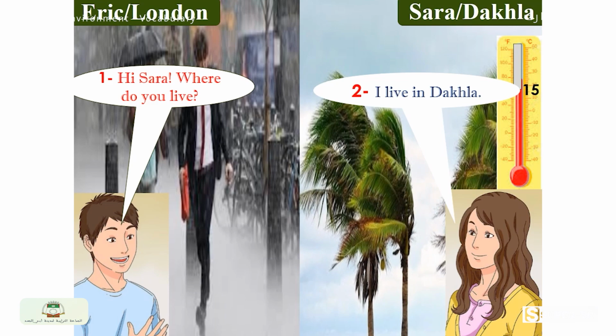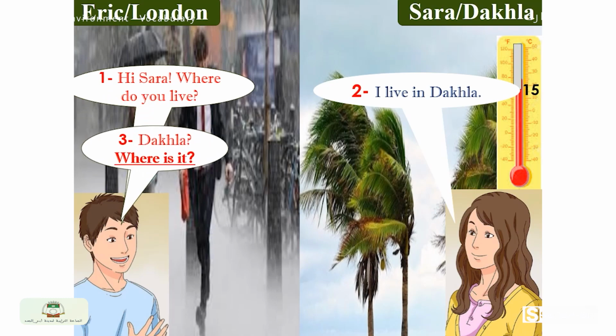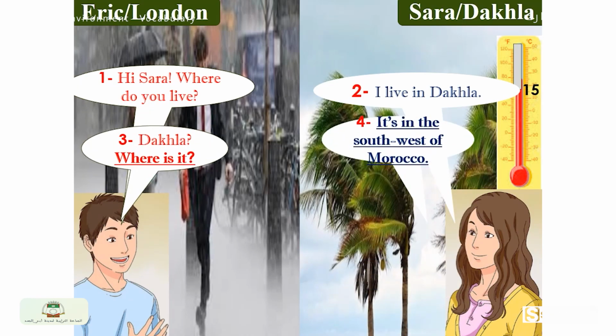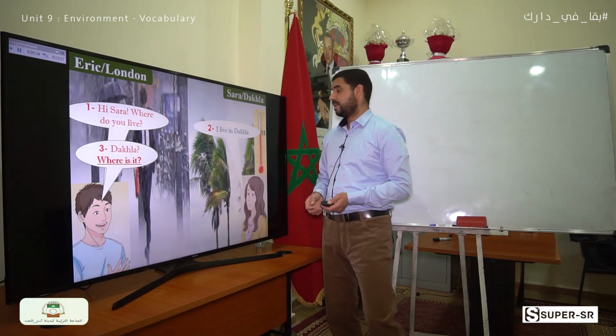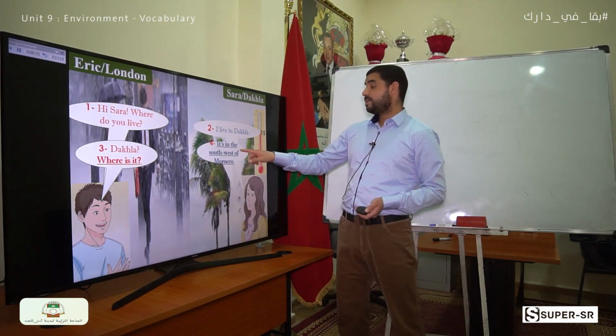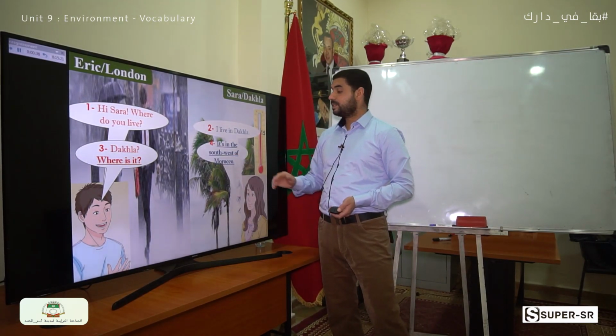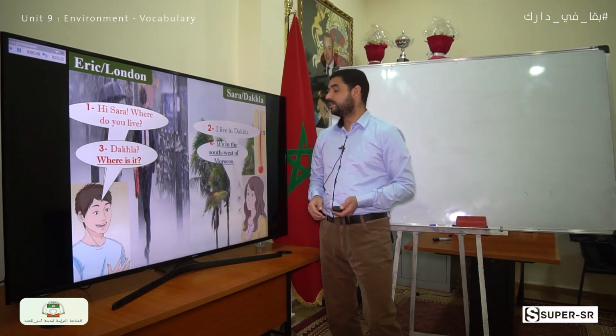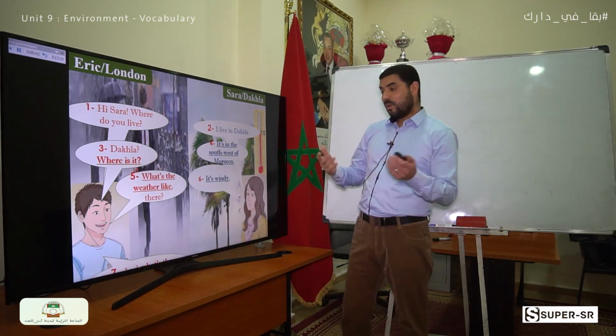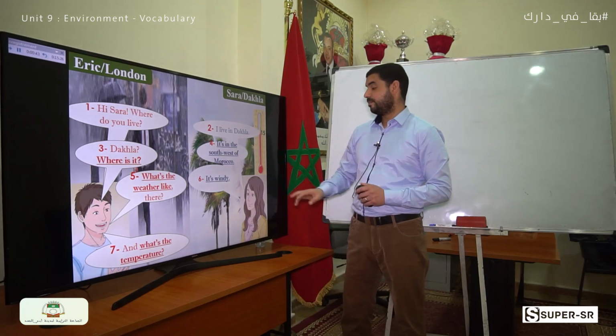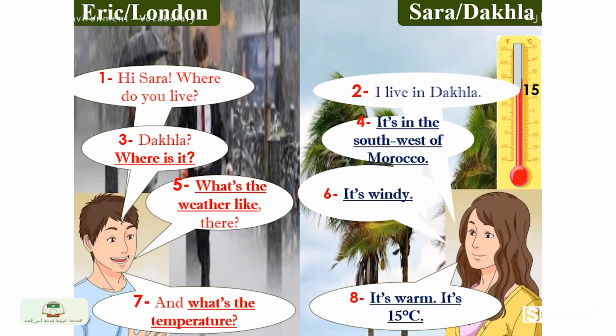Eric: Hi Sarah, where do you live? Sarah: I live in Dakhla. Eric: Dakhla, where is it? Sarah: It's in the southwest of Morocco. Eric: What's the weather like there? Sarah: It's windy. Eric: And what's the temperature? Sarah: It's warm. It's 15 degrees Celsius.